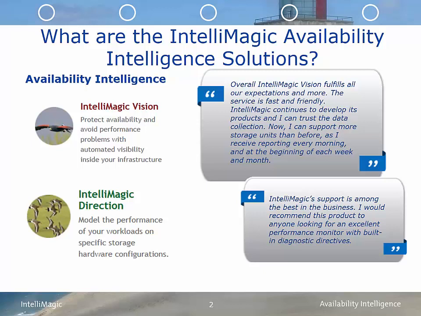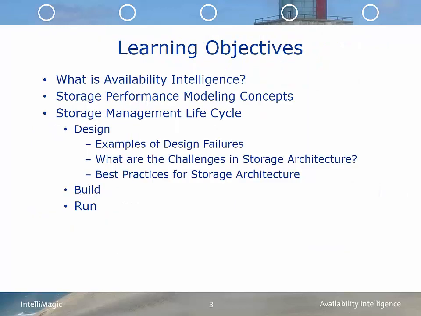IntelliMagic Direction is designed to model the performance of your workloads on specific storage hardware configurations. The learning objectives for this course are: define availability intelligence, discuss performance modeling concepts, and discuss the phases of the storage management lifecycle and how availability intelligence improves the outcome of the entire process through design, build, and run phases.